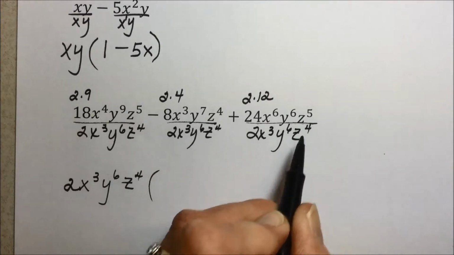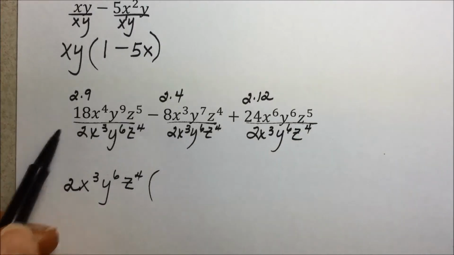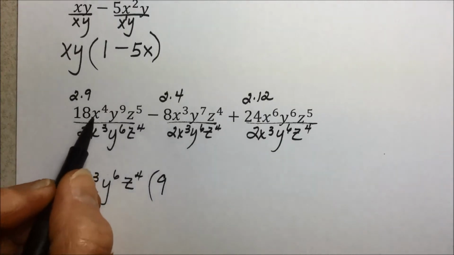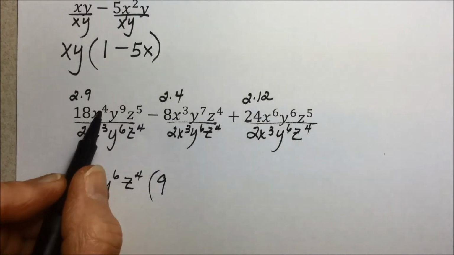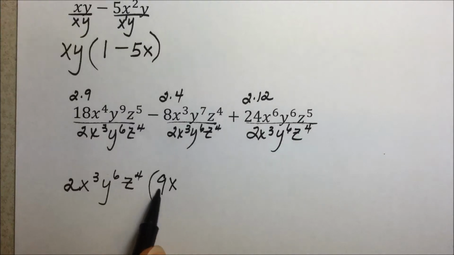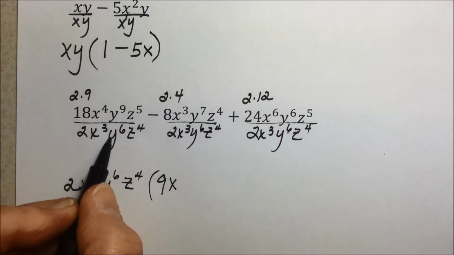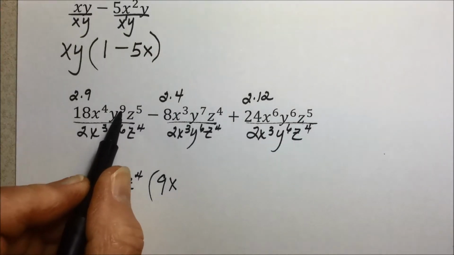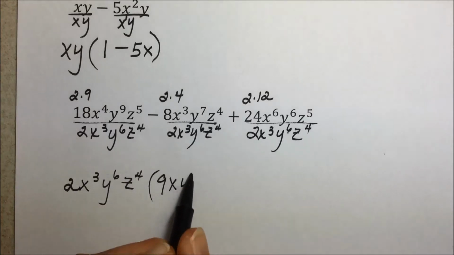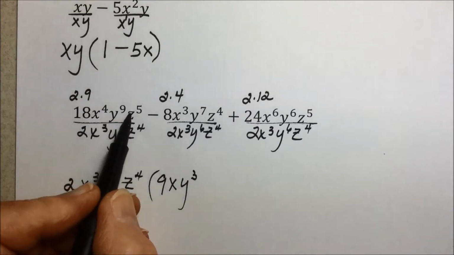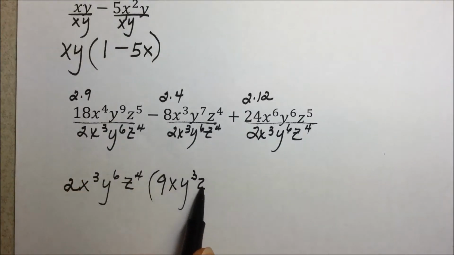Factoring again is division. So 18 divided by 2 is 9. Common bases, divided. Subtract your exponent, leaving us with an x. Y to the 9th divided by y to the 6th: 9 minus 6 leaves a y to the 3rd. Z to the 5th over z to the 4th leaves a z.